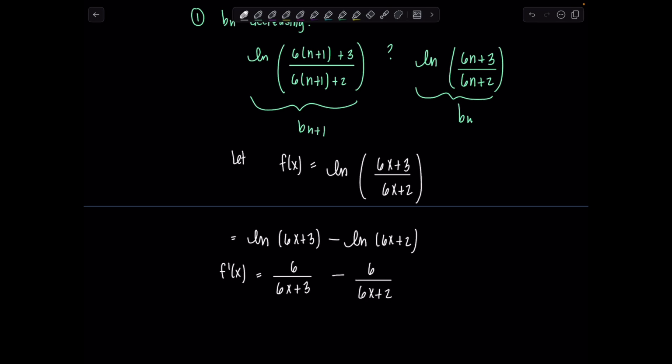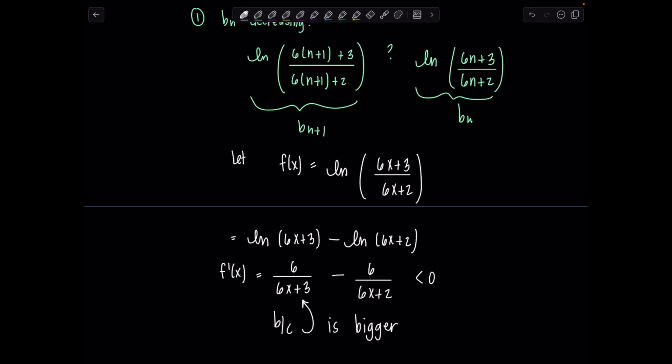Now you could make the claim that you already can tell that this derivative is negative. Whoa, how would I say such a thing? Well, they have the same term in the numerator, both of these, and 6x plus 3 is larger than 6x plus 2. Anytime a fraction has a larger denominator, overall it's smaller. So I could already say this first term is smaller than this second term, and therefore if I'm subtracting them in this order, this quantity is always negative. And you could say that because that denominator is bigger.